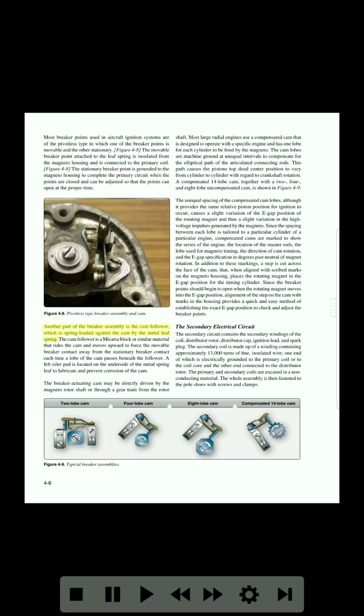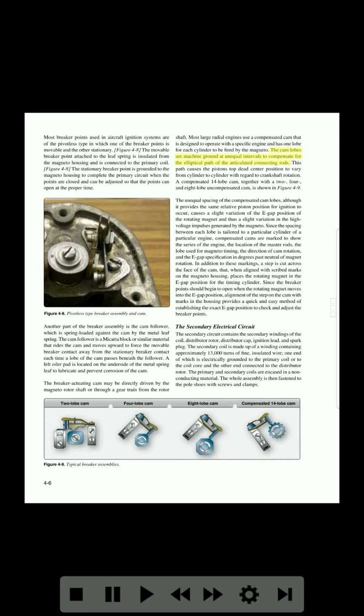Another part of the breaker assembly is the cam follower, which is spring-loaded against the cam by the metal leaf spring. The cam follower is a micarta block or similar material that rides the cam, and moves upward to force the movable breaker contact away from the stationary breaker contact each time a lobe of the cam passes beneath the follower. A felt oiler pad is located on the underside of the metal spring leaf to lubricate and prevent corrosion of the cam. The breaker actuating cam may be directly driven by the magneto-rotor shaft, or through a gear train from the rotor shaft. Most large radial engines use a compensated cam that is designed to operate with a specific engine, and has one lobe for each cylinder to be fired by the magneto.